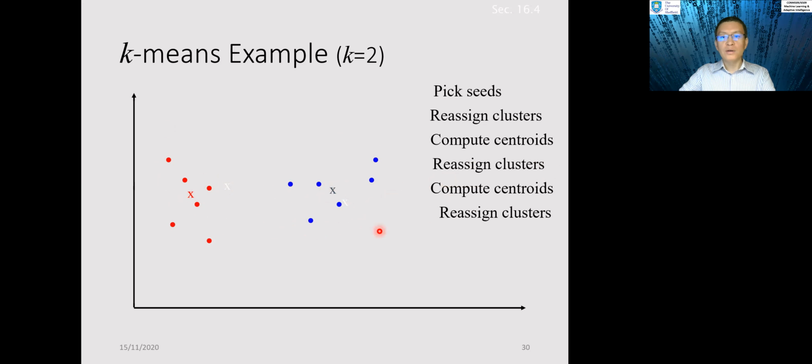And then we reassign the clusters again, and we find none of the points are reassigned. This means the clustering has converged. So this is a very simple algorithm, and it works very well when the data are well separated.